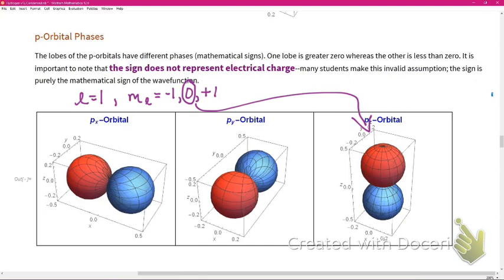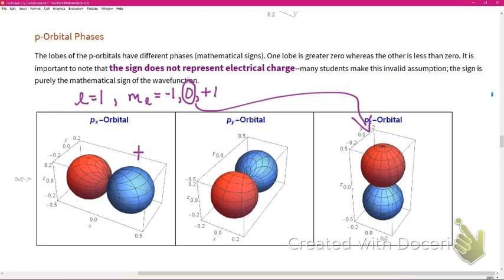Now, I will add here that when m sub L is equal to 0, that corresponds to the pz orbital, but the px and the py orbitals do not, strictly speaking, correspond to m sub L equal to -1 or +1 specifically. And that's something that we won't go into detail here as we discuss this. What we'll just simply note is that when L is equal to 1, there are 3 different m sub L values, and we get 3 different p orbitals as a result of that.